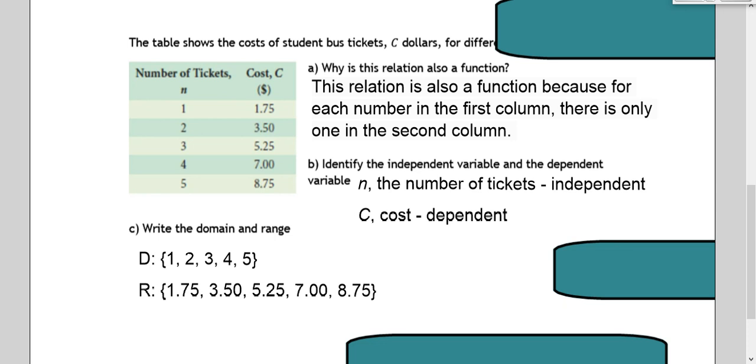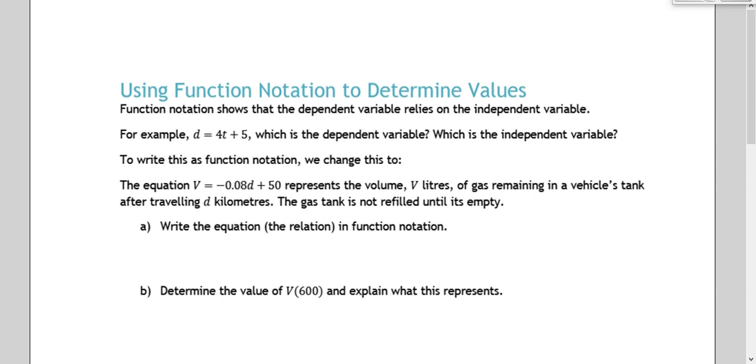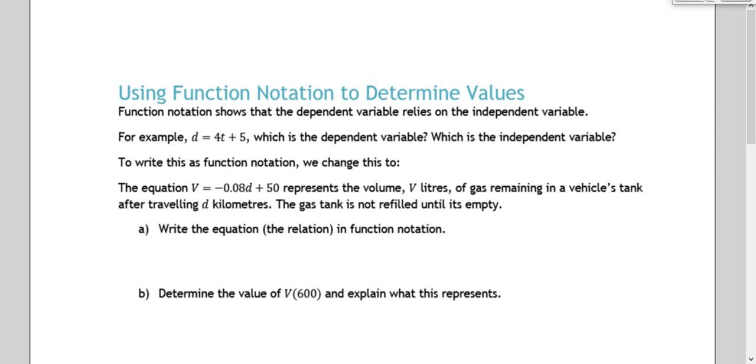And the last thing you're going to learn how to do in this is how to use function notation to determine values. Function notation shows that the dependent variable relies on the independent variable. So a lot of what we dealt with before was like y is equal to x plus 5. For example, d is equal to 4t plus 5.